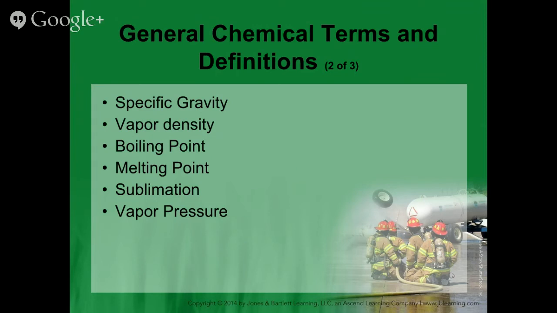The next item is vapor density. Vapor density is just like specific gravity, only it deals with vapor or gas compared to the weight of air. The big question with vapor density is, will it dissipate into the air or will it sink to the bottom? The common examples we give all the time are natural gas and propane.